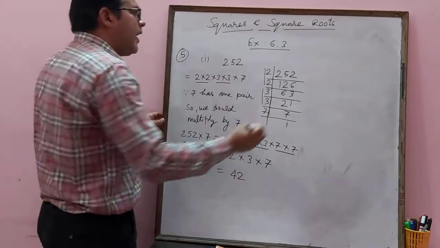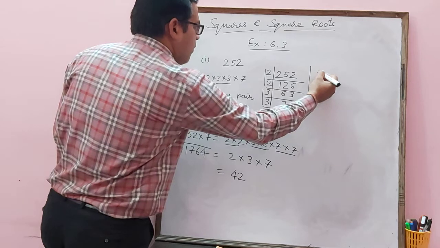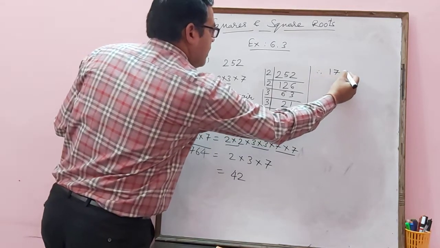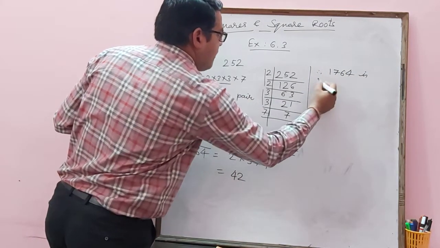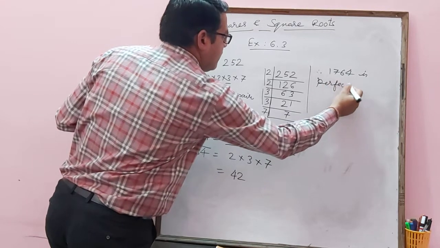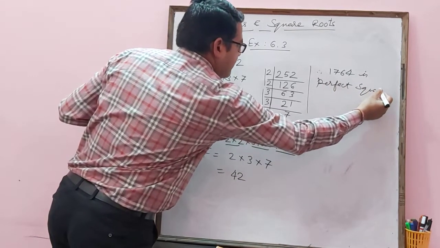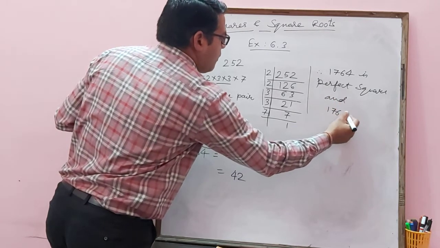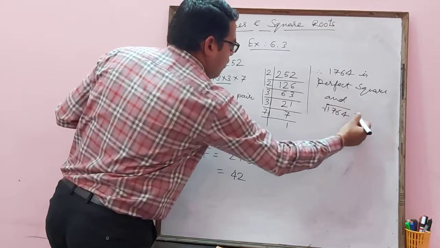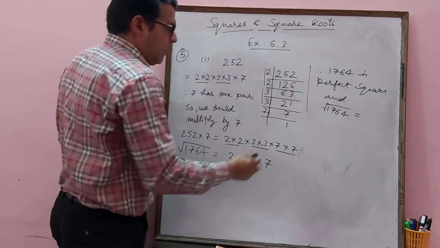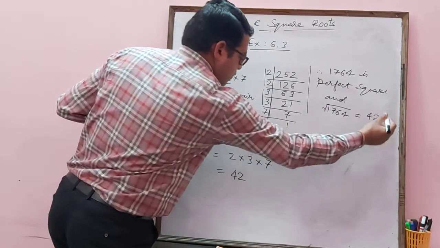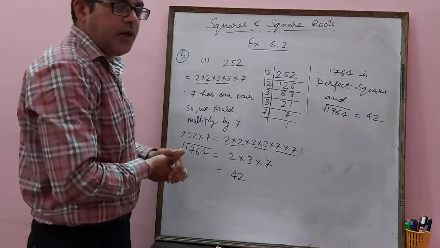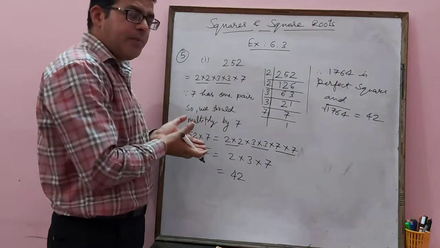Now we can say that therefore 1764 is a perfect square number. It is a perfect square, and the square root of 1764, we have calculated, is 42. Hope you understand now. This is one of the simplest methods.